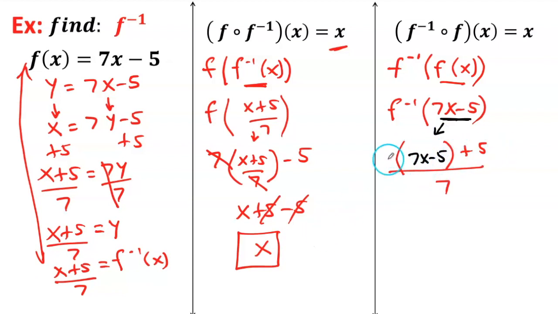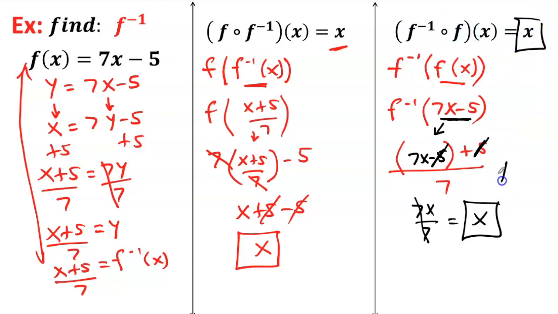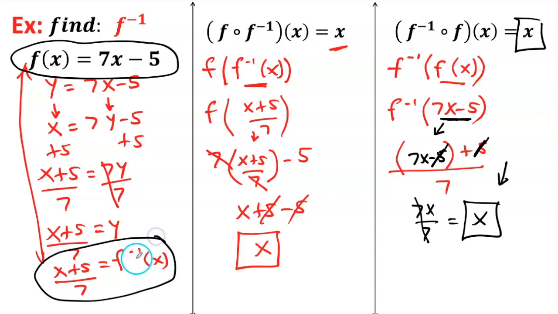From here, solve algebraically, which means solve whatever you see. No need for this parenthesis, so this negative 5 plus 5 will cancel out, and I have left 7x over 7. 7's cancel, my final answer is x. If when I do the composite functions between those two my value is x, then that's proven that this and this are inverse to each other.